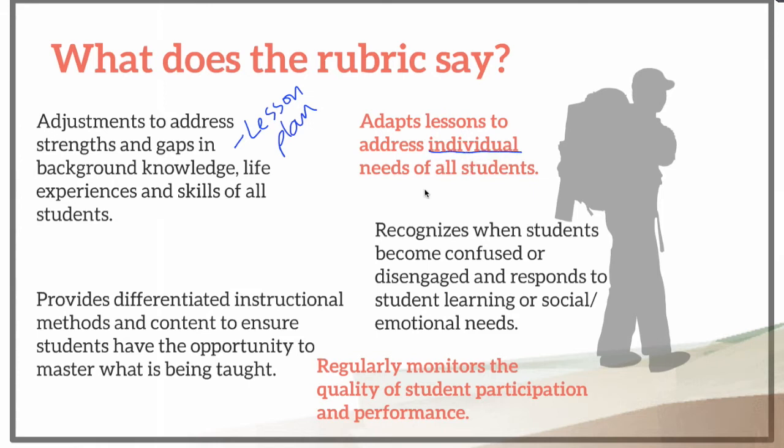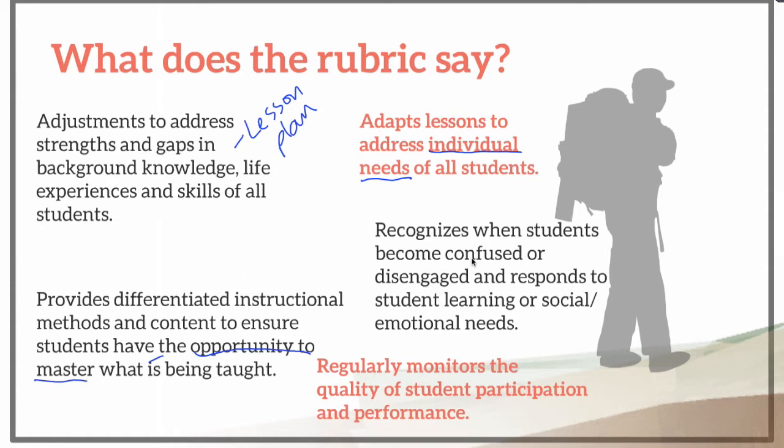This is one that teachers really struggle with. If you have 30 kids in your room, how in the world do I address 30 needs in the class? Let's really hope maybe 25 of those 30 kids all have the same need, right? Also under differentiation, you have that they provide differentiated instructional methods and content to ensure that they have the opportunity to master what is being taught. Remember that the baseline and your bookends for your entire lesson is that the students are able to master the objective. How you get them there, you could take 20 different paths to get them to mastering the objective as long as they master it.